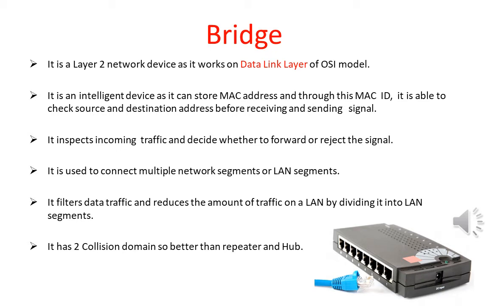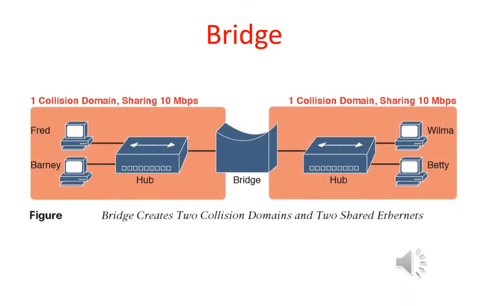It is used to connect multiple network segments or LAN segments. It filters data traffic and reduces the amount of traffic on a LAN by dividing it into LAN segments. It has two collision domains, so it is better than a repeater and hub. This figure shows the bridge connection which connects two LAN segments.